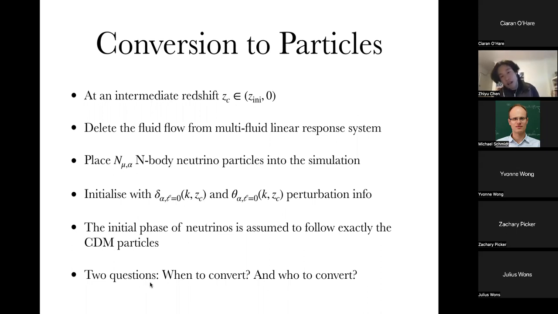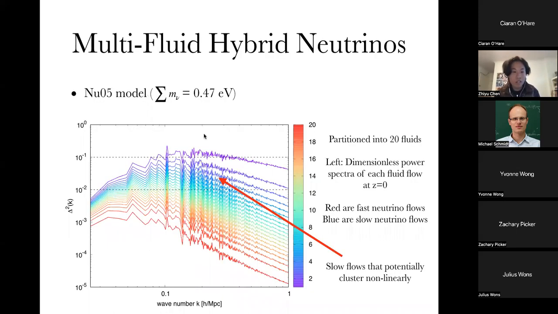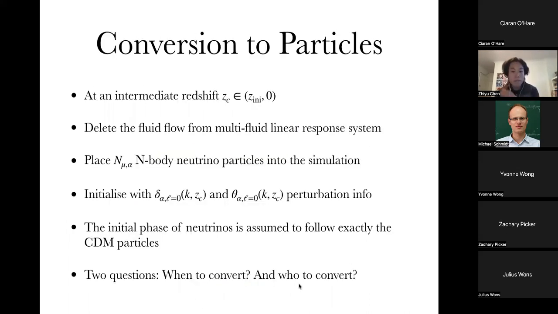Then the two questions to ask now are: when do we perform this conversion? This choice seems free, but like I said, there are a lot of considerations. You can't convert them too late, or you miss out on nonlinearity. And if you convert them too early, they're still too fast and become too expensive. So that's when to convert, and also who to convert. Out of the 20 streams, we say these show potential to cluster nonlinearly, but who actually contributes enough to warrant the treatment, because this is expensive? We don't want to convert them unless we absolutely have to. So these two criteria we have to establish and answer.